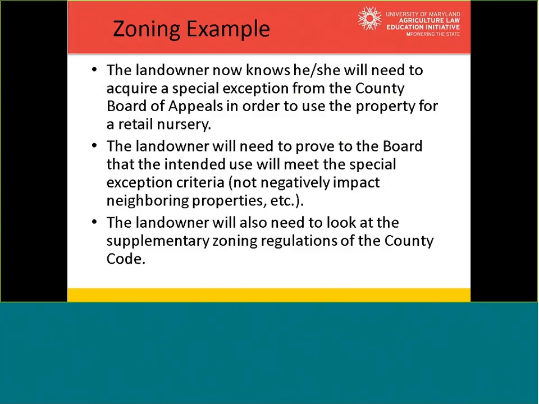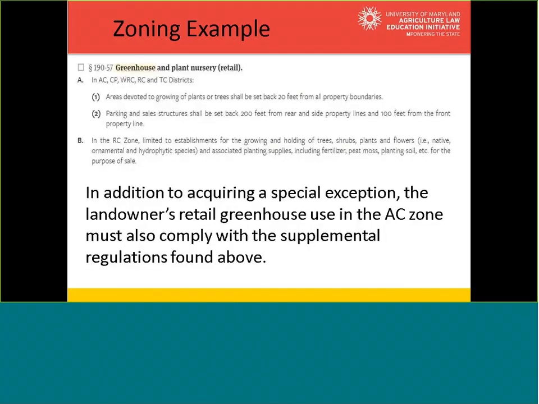The landowner will also need to look at supplementary zoning regulations in the county code having to do with this use. So in this case, here's some supplementary zoning regulations for greenhouse and plant nursery retail. We can see in the AC zone, there are certain restrictions for the areas of the property devoted to the growing of plants and trees, and then also restrictions having to do with parking and sales structures and where they can be located on the property. So in addition to acquiring the special exception, the retail greenhouse is going to have to also comply with these supplemental regulations.